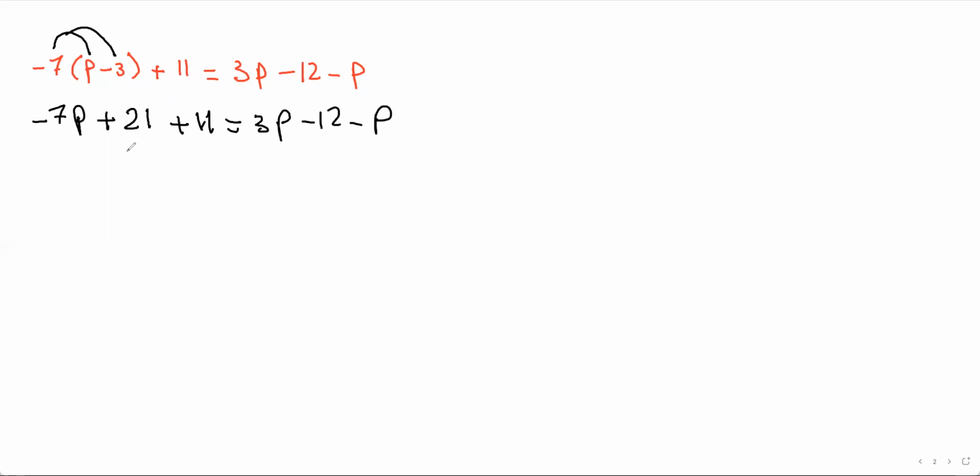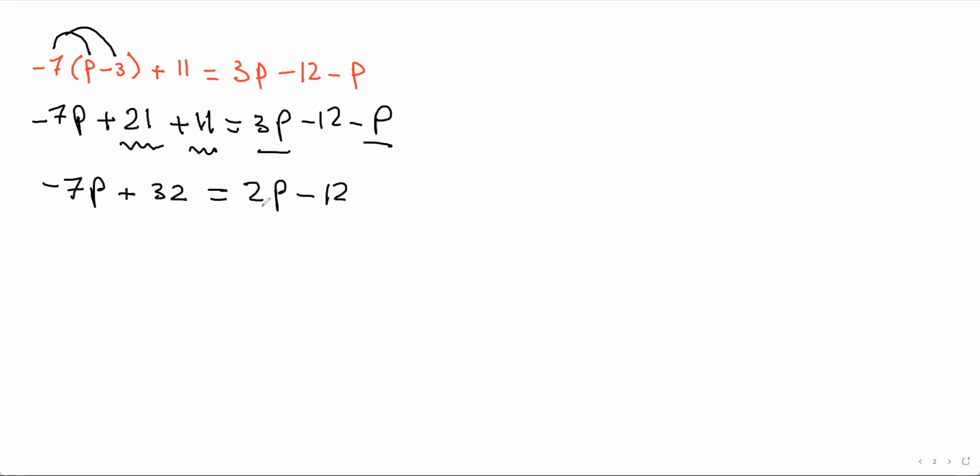So on this left side, these are like terms right here. So we have negative 7p plus 21 plus 11 is 32 equals, here we have the 3p and the negative p, they are like terms. So 3p minus, there's a 1 there, 3p minus 1p gives me 2p minus 12.